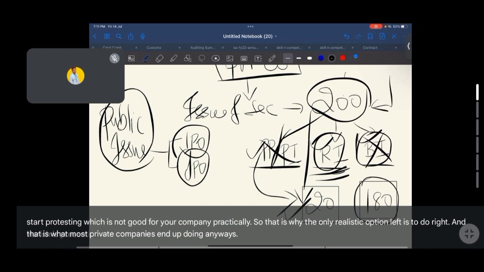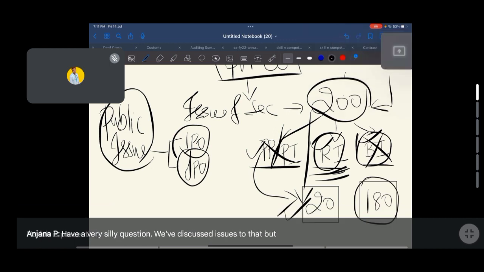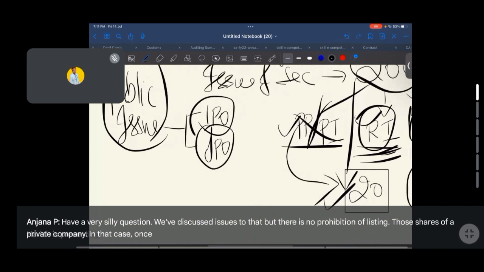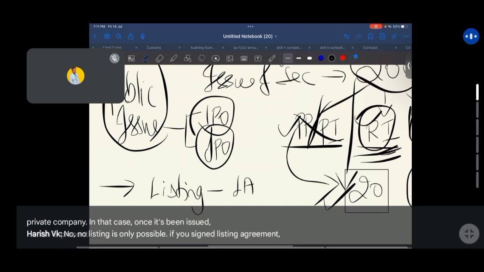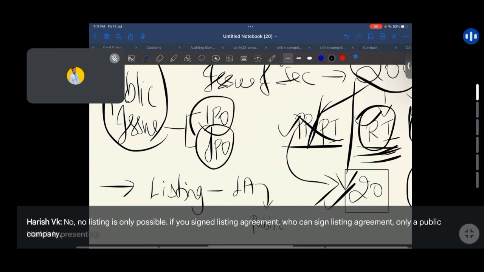Are we clear? So I have a very silly question. We've discussed issues, but there is no prohibition of listing those shares of a private company in that case. Once it's been issued. No, listing is only possible if you sign listing agreement. Who can sign listing agreement? Only a public company. So automatically private companies are ruled out.